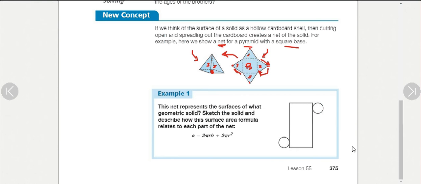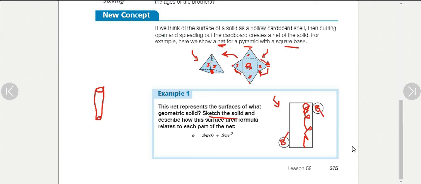In example 1, it asks, here's a net. What solid is this? Can you figure it out? To give you a clue, these are the matching bases. How could I make this 3D? What if we rolled this up and made these bases? We've got ourselves a cylinder. So then they say sketch the solid. Again, we're not going to get picky because we never really did this investigation, but you make your bases and then you connect them. Maybe you've doodled enough in your time that you can at least get that much.